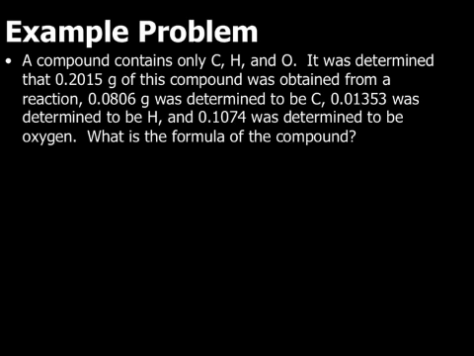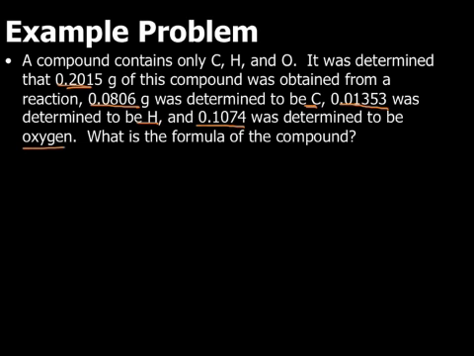Now, when you're doing these, there's going to be a lot of numbers in here, so you're really going to have to pay attention to which of these numbers you need and which of these numbers are just extra information. So that first number they give us is actually the total amount that they're starting with here. So the numbers that we need is we know that for carbon, there was 0.0806 grams of carbon. There's 0.01353 grams of hydrogen, and 0.1074 grams of oxygen.